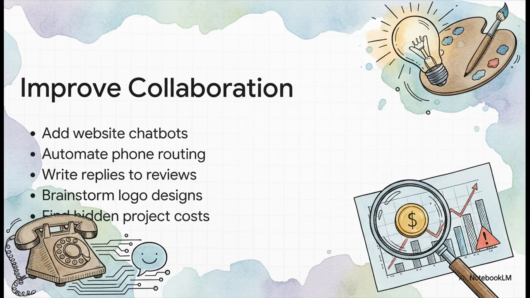You can automate your phones to route calls and even have AI draft courteous, thoughtful replies to your online reviews. But most importantly, you can ask it to review upcoming projects to find problems like hidden financial risks or costs you might have missed. It's like having a brilliant partner reviewing your work.